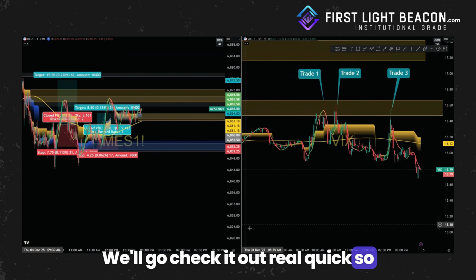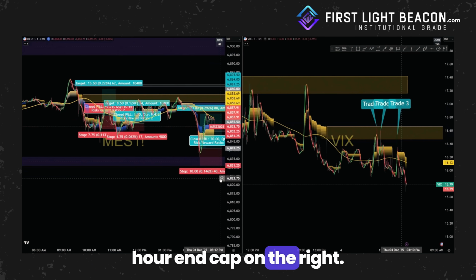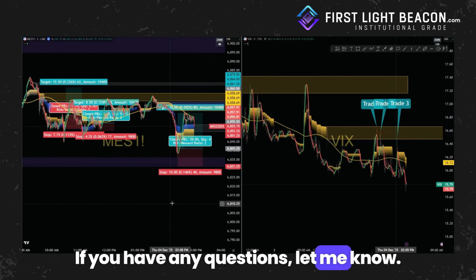So I'm going to go ahead and buy this, click this right here. And I'm going to push this all the way there to 2. And then let it run. And then there are 2 entries to win, taking the ERE system trades with VIX confluence using the 4-hour end cap on the right.